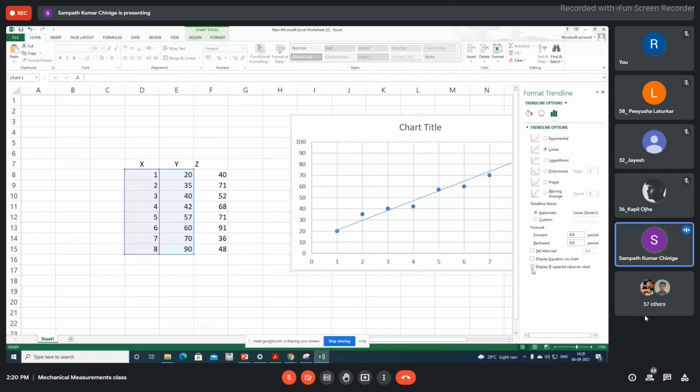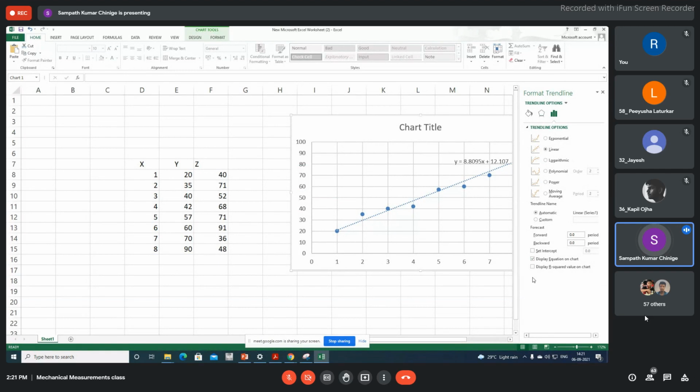So you want this expression. What is A value and what is B value? For that, you need to give display equation on chart. In this equation, A value is 8.8095 and B is 12.107. These two values are calculated from n into sigma xy minus sigma xi into sigma yi, by that expression we find these two. Already they have written the code. That's why you are getting this A value and B value directly. So now you got an expression, fine.